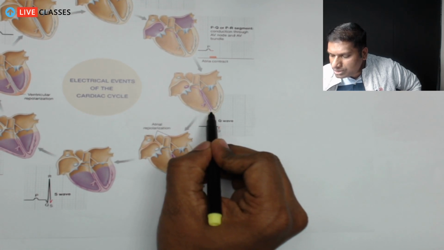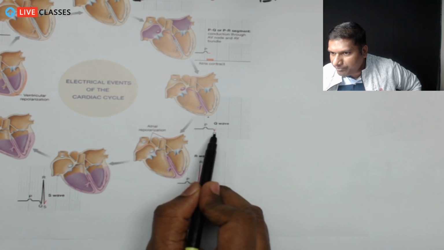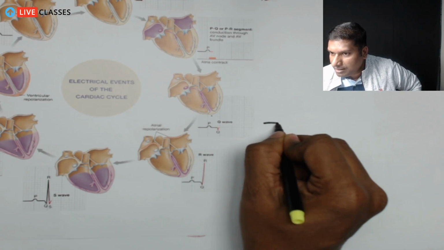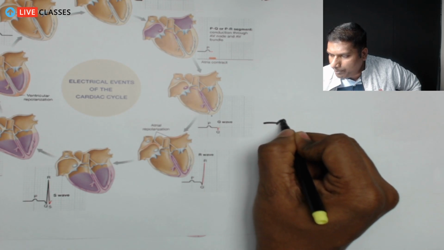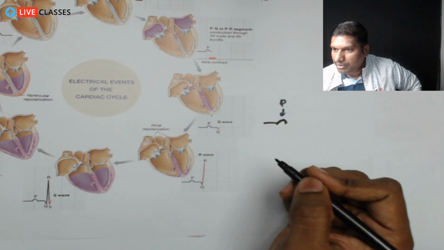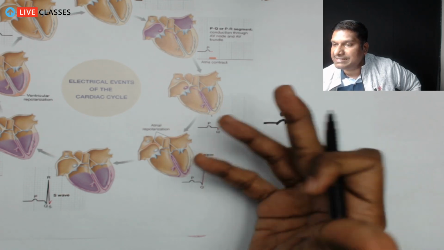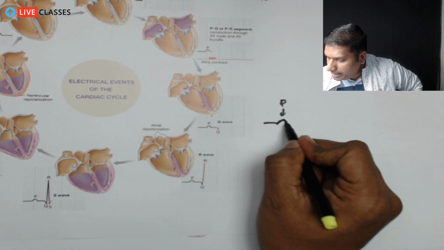So here also you won't see a strong electrical signal. That's the reason why you don't see any peak. The line is still. This went up when the atria started to contract, which corresponds to P, which is atrial depolarization, the excitation of the atrium. Then what happened?